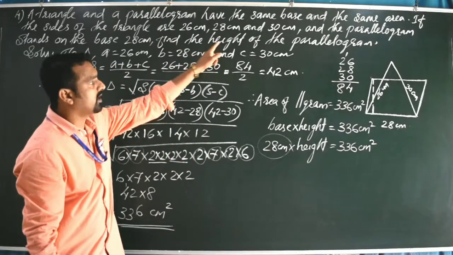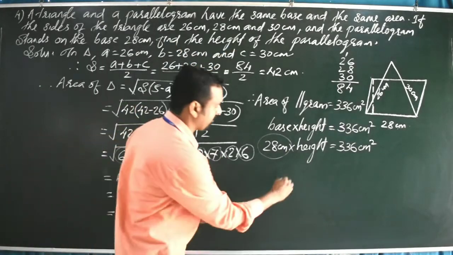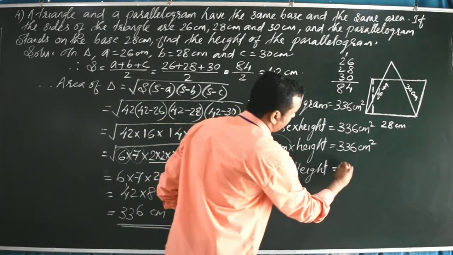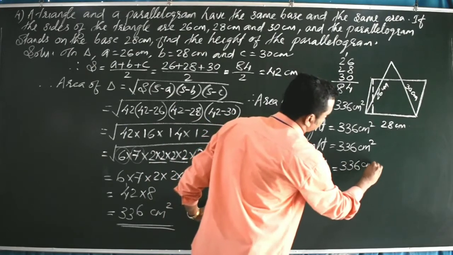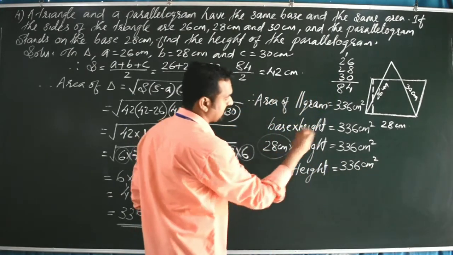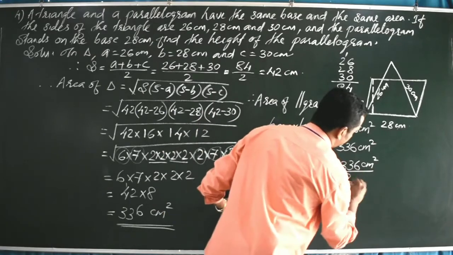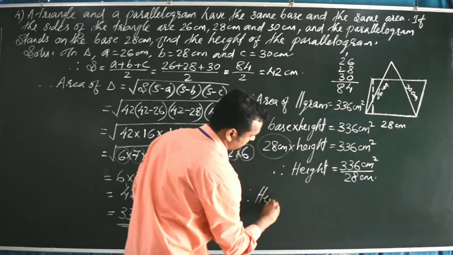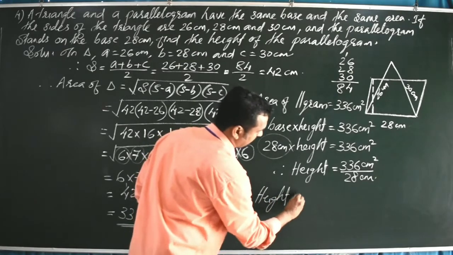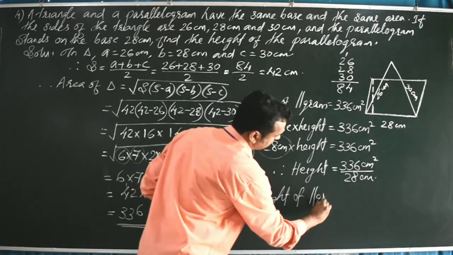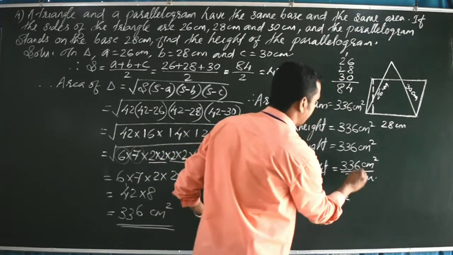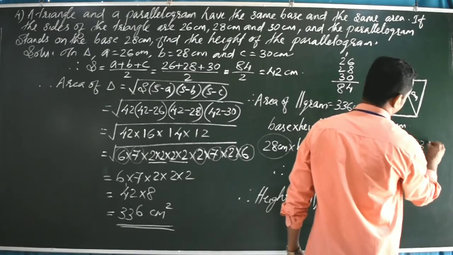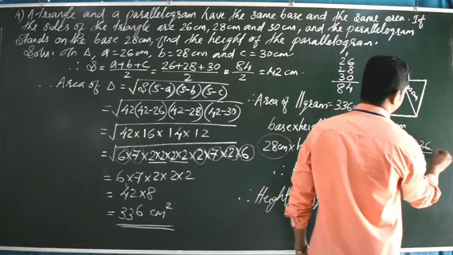Here the question is, find the height of the parallelogram. Therefore height is equal to 336 centimeter square into 28 centimeter, transposing to the right side, we will get divided by 28 centimeter. Therefore height of parallelogram is equal to 336 divided by 28. Now we have to divide that. Let's try to cancel that one. 336 divided by 28, divided by 2.